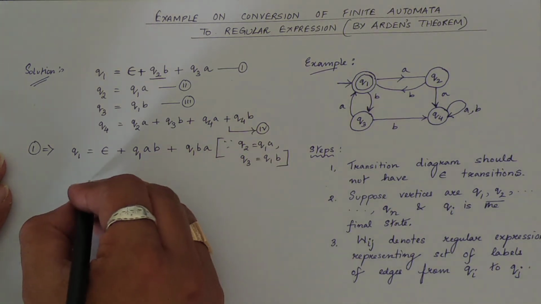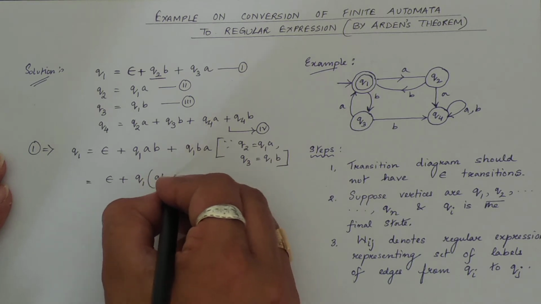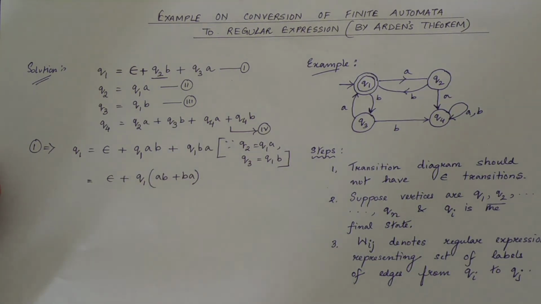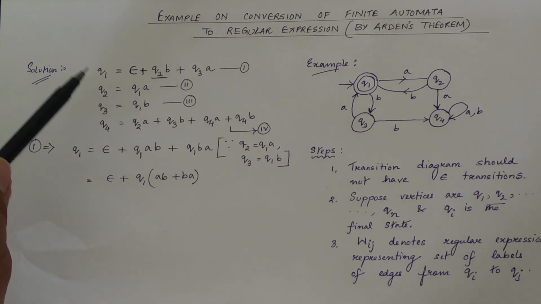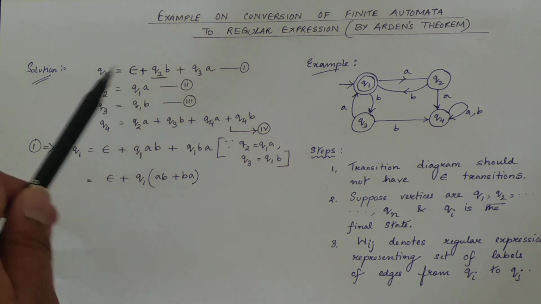Now if I write it like this, epsilon plus Q1, if I take Q1 common, then it will be AB plus BA. Now you can check it out. Sometimes you'll get 4 equations, 5 equations, or 6 equations, but it's not mandatory that you have to use every equation. You just need to focus on the final state equation. Which one is the final state equation? Q1 is the final state, correct? So I have to concentrate only on Q1.